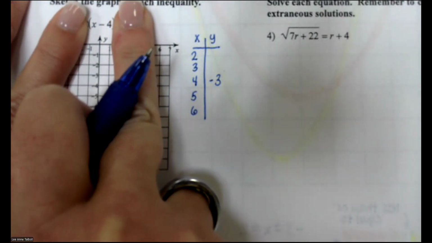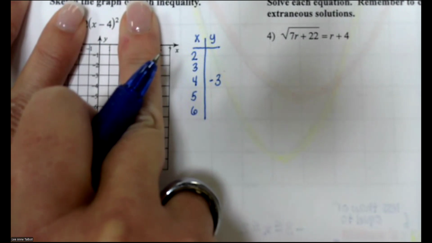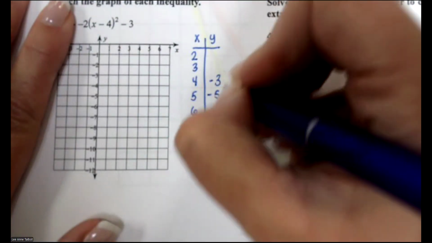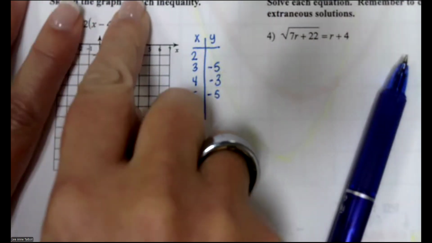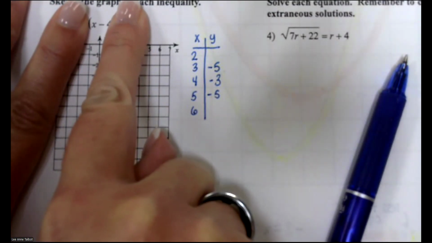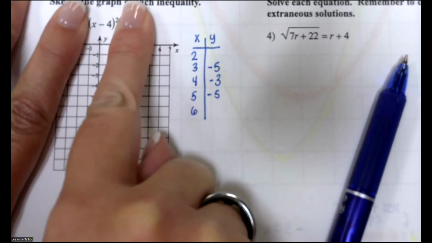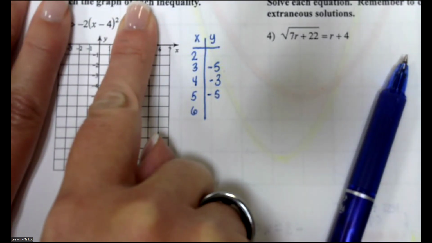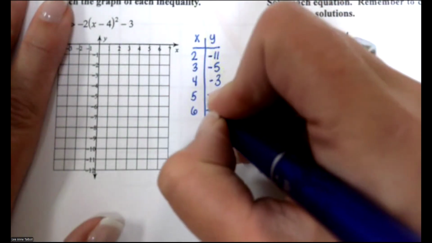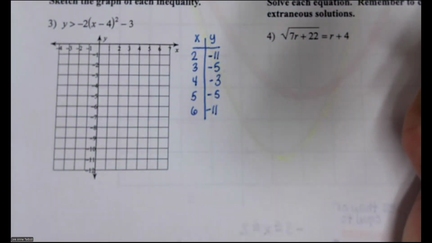Okay, so let's do Mrs. Talbot's mental math methods. What is 5 minus 4? 1. 1 squared. 1 times -2, minus 3, -5. Okay, 6 minus 4. 2. 2 squared. 4 times -2, -8 minus 3, -11. Now, should we be worried? Look at our graph paper. We're fine, right?